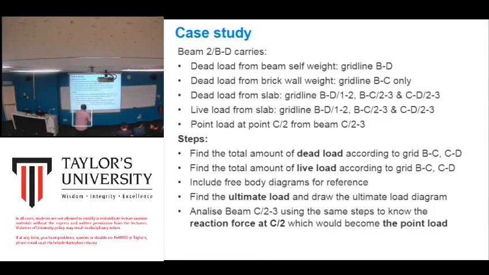So the next step, after you have identified all the loads that have been distributed to the beam, you need to calculate. You need to find the amount of dead load for grid BC, CD, and live load. This is for the slab. And then the free body diagram: you need to draw the free body diagram, then find the ultimate load and draw the ultimate load diagram.